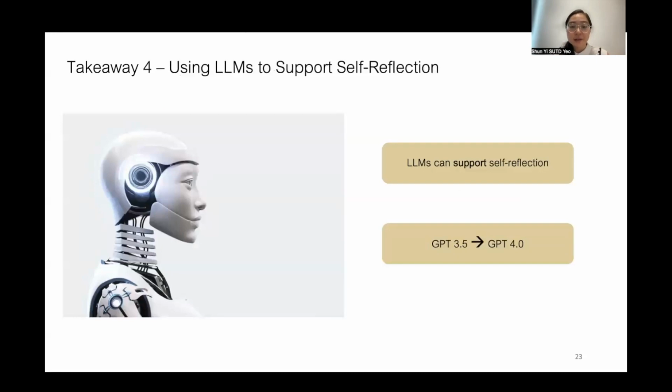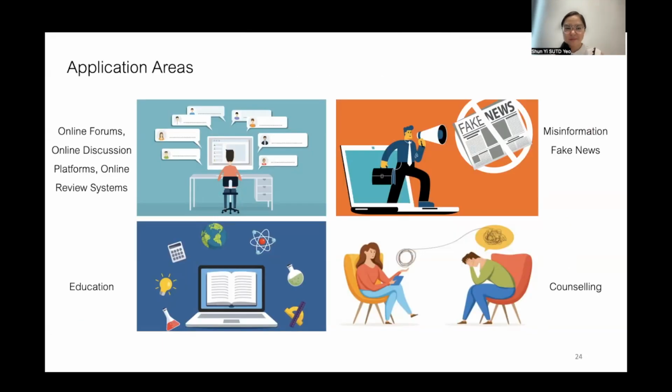Lastly, in this paper, we leverage LLM's capability, specifically GPT 3.5. We believe that as LLMs advance, such as using GPT 4.0, we can support users' self-reflection better. Our work has many application areas. The most direct ones are incorporating the reflectors on online forums to support users' reflection prior to posting. The reflectors may also help to combat misinformation by encouraging individuals to critically assess the information they encounter.